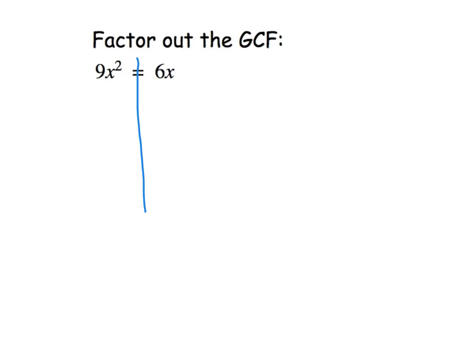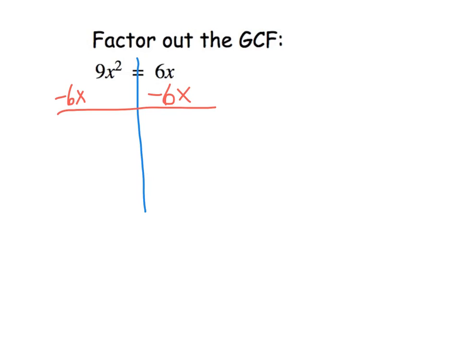So right now I've got a plus 6x. So to turn that into 0, I'm going to say minus 6x. And I'm going to do that on both sides of my equation. Now, 6x and 9x squared are not like terms, so I'm going to put it over here to the side so that I don't get confused and accidentally combine them.